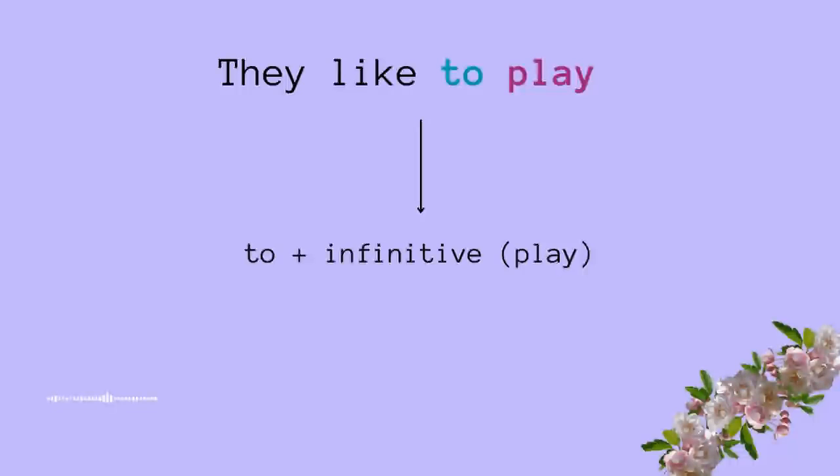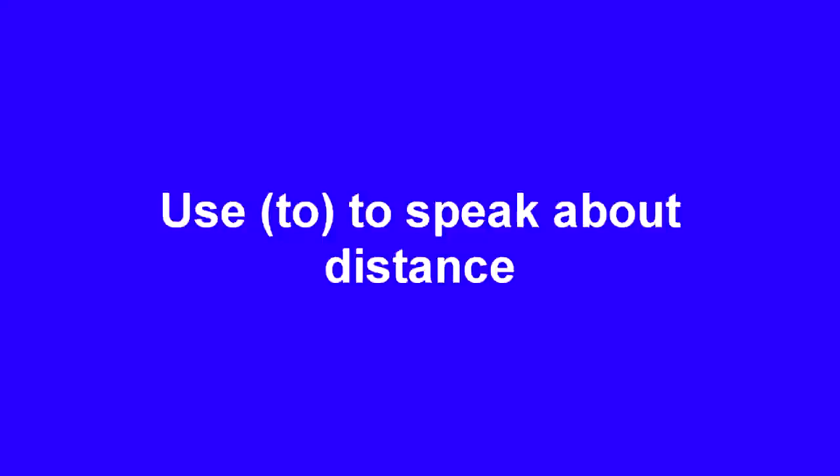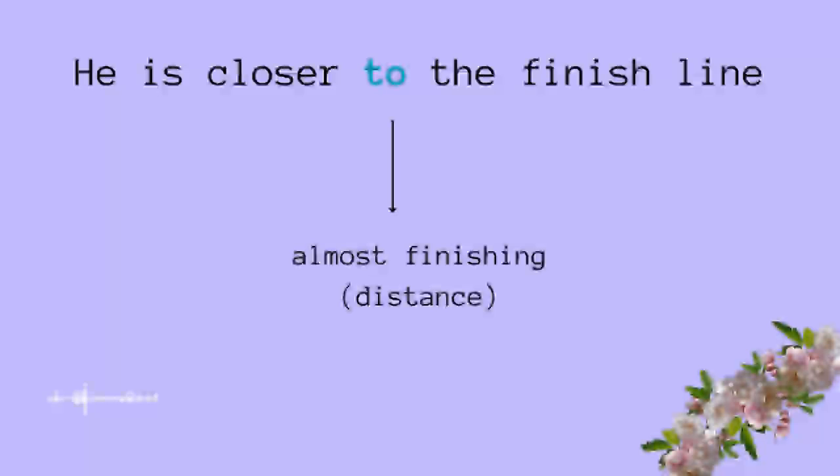Alright? Now let's have a look at another function of to, which is using to speak about a distance. For example, he is closer to the finish line. That means he is almost finishing. So when you speak about finishing things like finishing projects, finishing assignments, when you are almost finishing, you can say I am closer to finish, or you can say I'm close to finish, for example. That means you're almost there, you're almost finishing what you are doing.